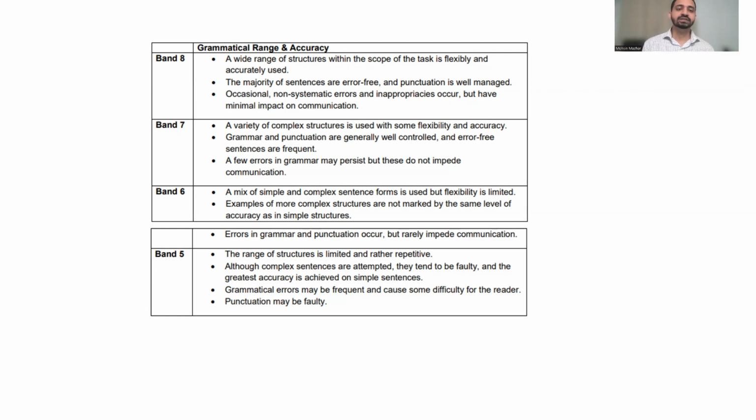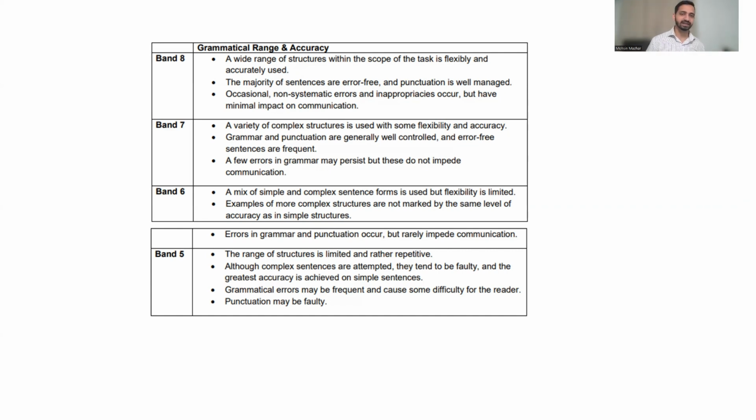Band 7, a variety of complex structures is used with some flexibility and accuracy. Grammar and punctuation are generally well controlled, and error-free sentences are frequent. Okay, so in this case, your sentences are frequently error-free, and a few errors in grammar may persist, but these do not impede the communication. So that's when you can score band 7.